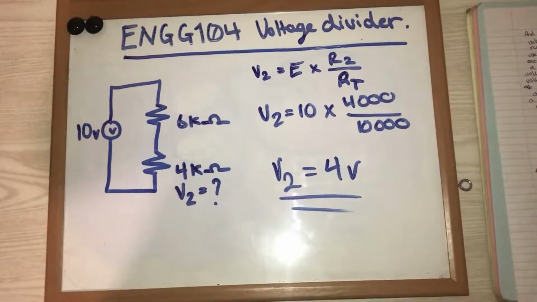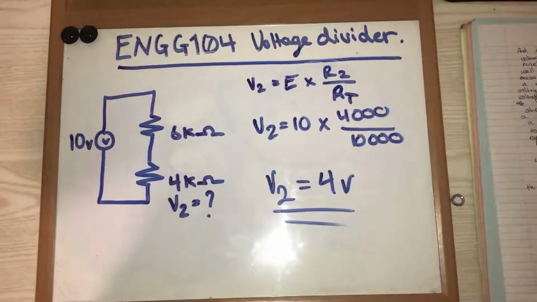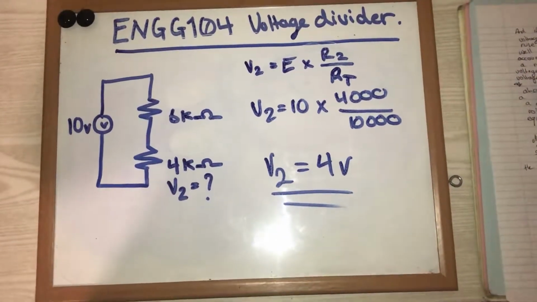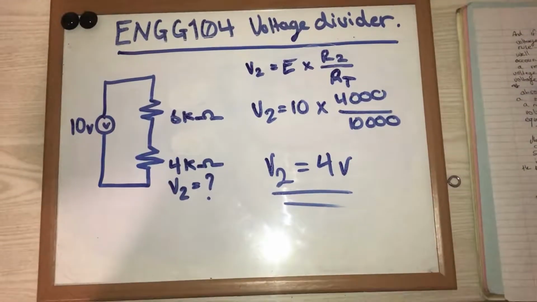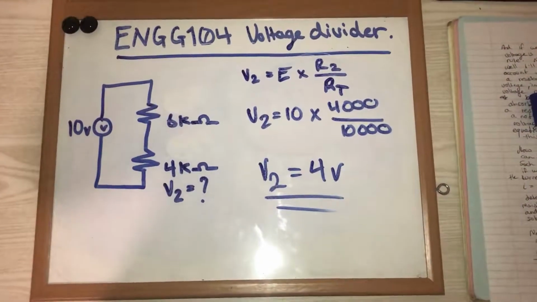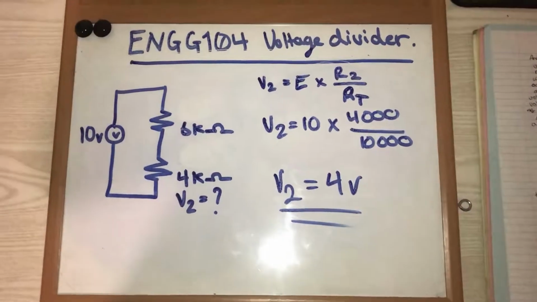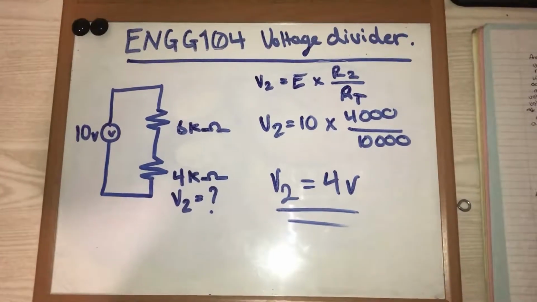And after doing so, we get V2 is equal to 10 multiplied by 4,000 divided by 10,000. And after calculating that, we receive V2 is equal to 4 volts, which is the voltage across the 4 kilo ohm resistor.